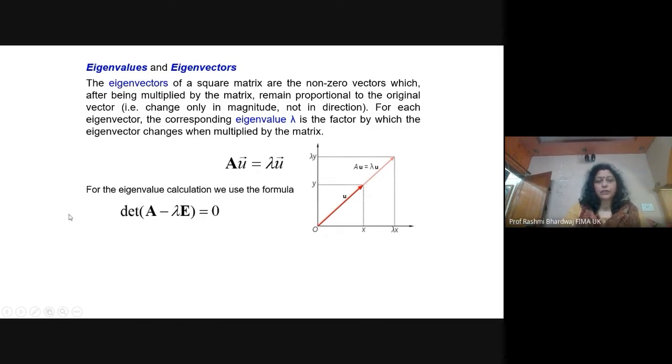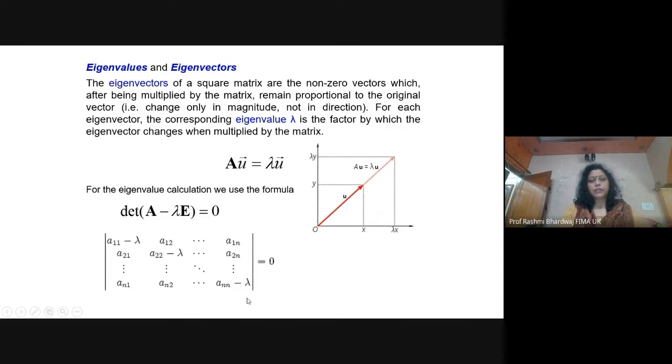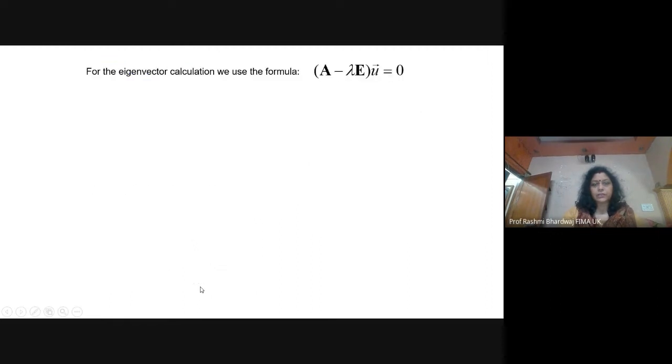For the eigenvalue calculation, we use the formula that the determinant of A minus lambda I should be 0, where A is the given matrix and I is the identity matrix. So A minus lambda I is given as A11 minus lambda, A12, and so on. It is a square matrix whose determinant should be 0. By solving this characteristic equation, you find the eigenvalues of the system.